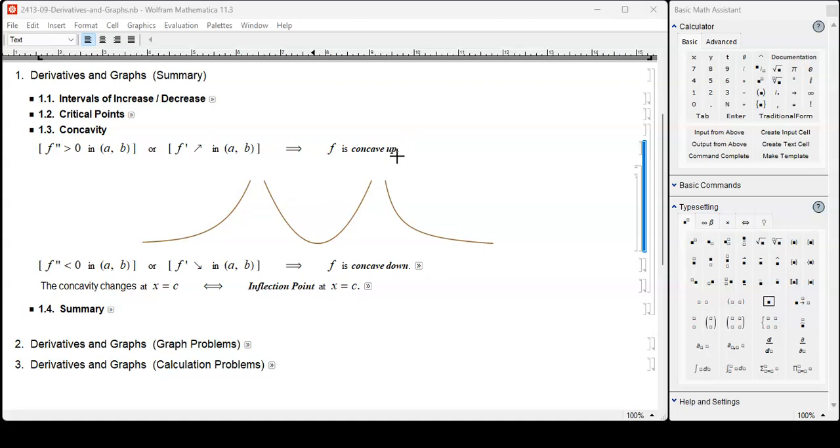So concave up is associated with an increasing derivative. And then if you take the derivative again, increasing is associated with a positive derivative. So the derivative of the derivative, the second derivative, is positive. So we get this result. Concave up means the derivative increases, the second derivative is positive. Let's get out of this drawing mode.